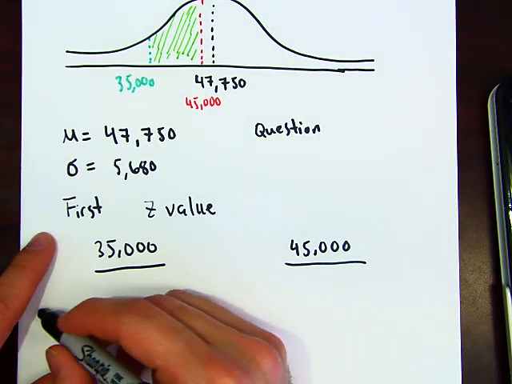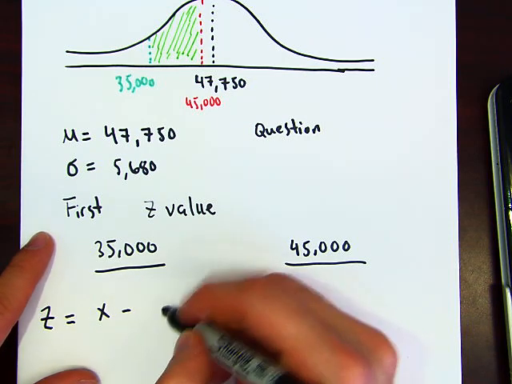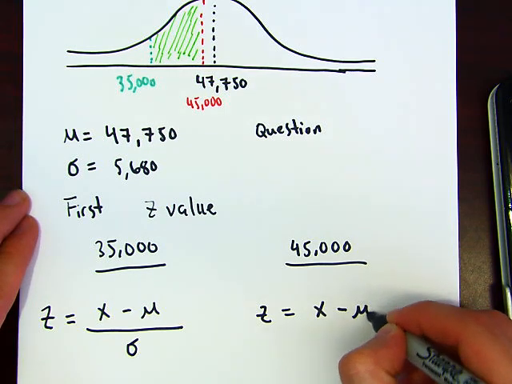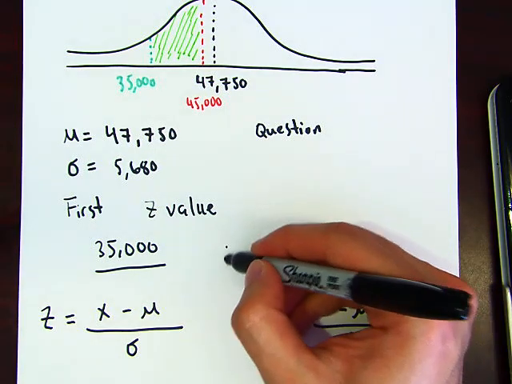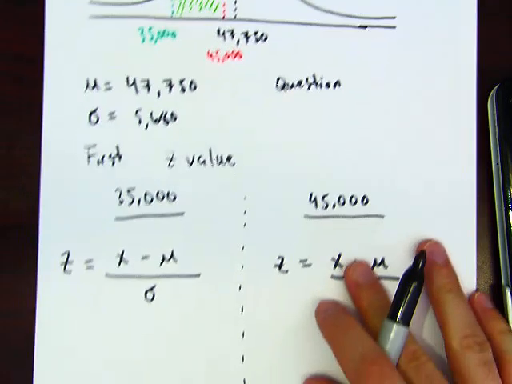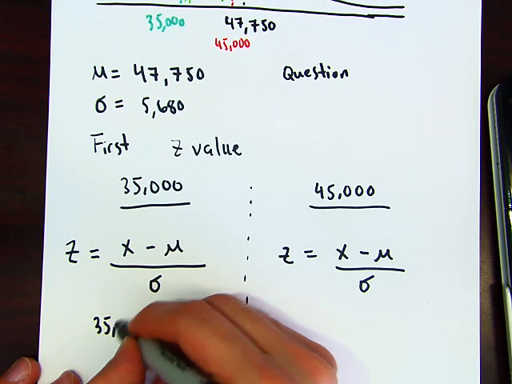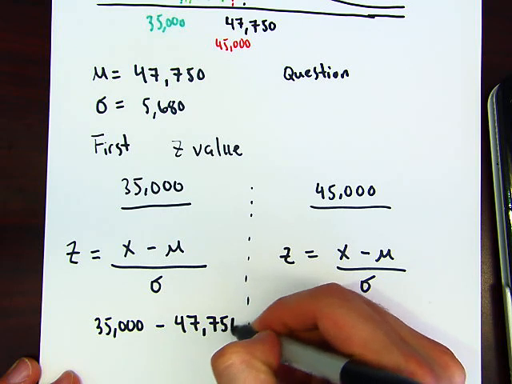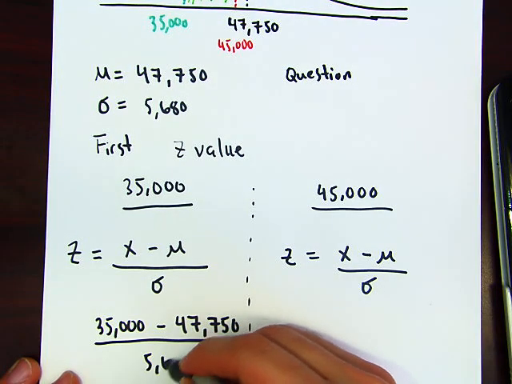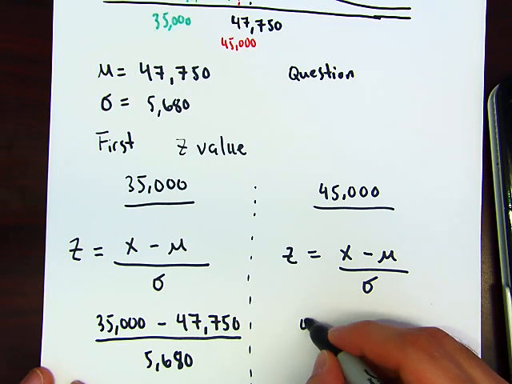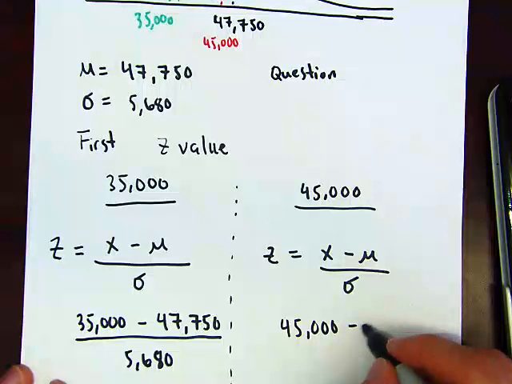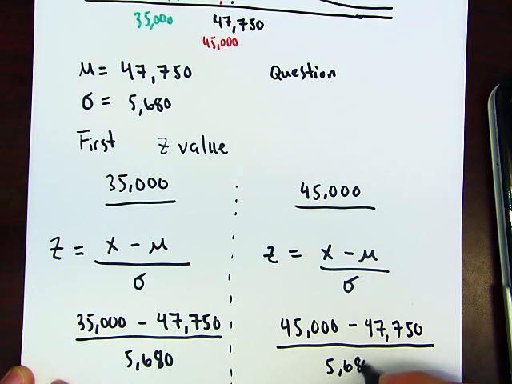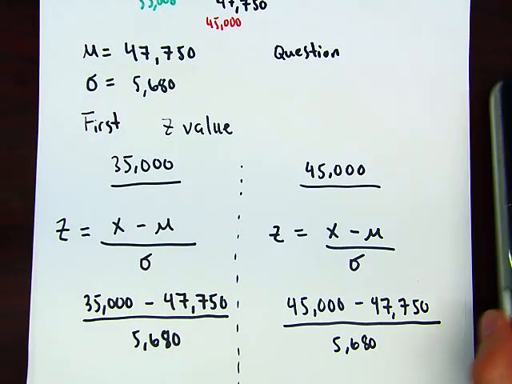Okay? And if you want to see how it's done, if you're coming back to the video, this is our x value. So z is equal to x minus mu over sigma. And then we could separate the two. And now here, our x value is 35,000 minus 47,750 over 5,680, and that's the same over here, but here our x value is 45,000 minus 47,750 over 5,680, right?